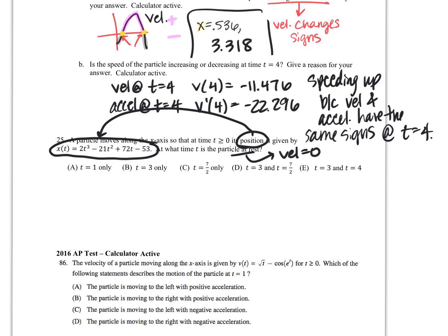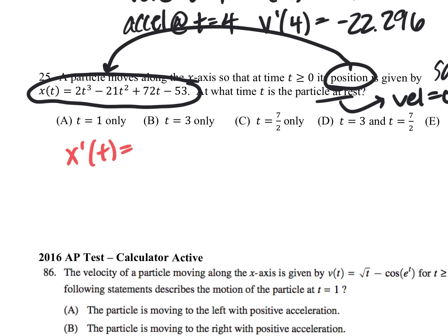Can we get our velocity if this is position? We can do that. Wouldn't that be x prime? Without our calculator, we got to do this. Here we go. Derivative of 2t cubed minus 21t squared plus 72t: 6t squared minus 42t plus 72. Thanks so much, Lena.